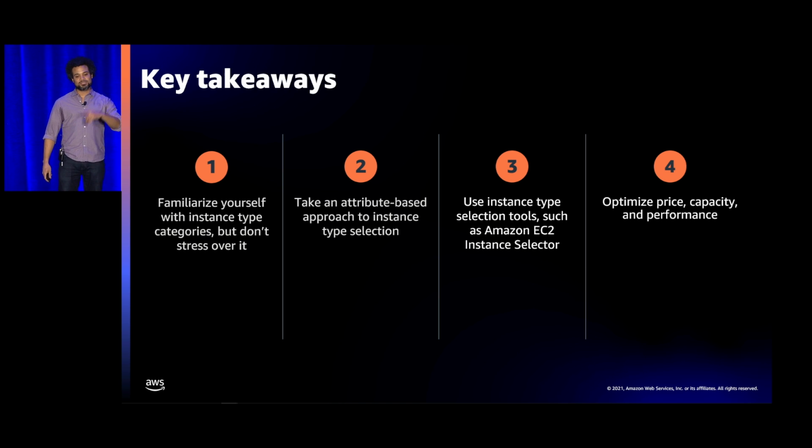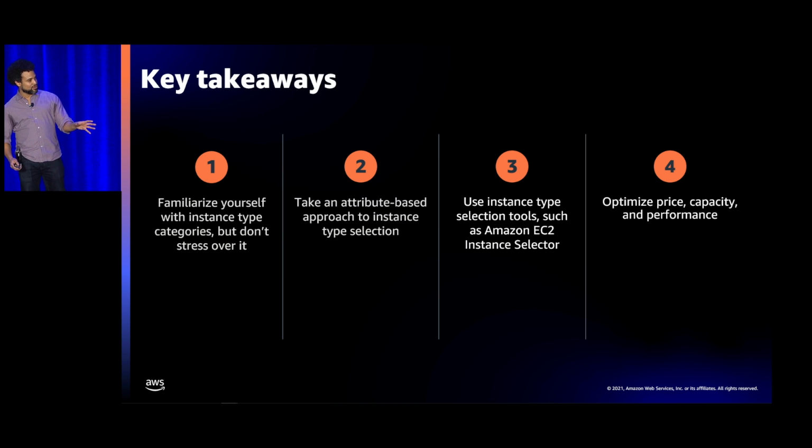Then I want to leverage instance type selection tools like the instance discovery tool and attribute-based instance selection to help refine and automate that process. After I integrate those things, I want to optimize across price, capacity, and performance. For pricing, you're probably going to start with on-demand, but look at where you can leverage Savings Plans. If it's a steady state workload, look at Savings Plans. If it's a fault tolerant or stateless workload, Spot is an awesome choice.